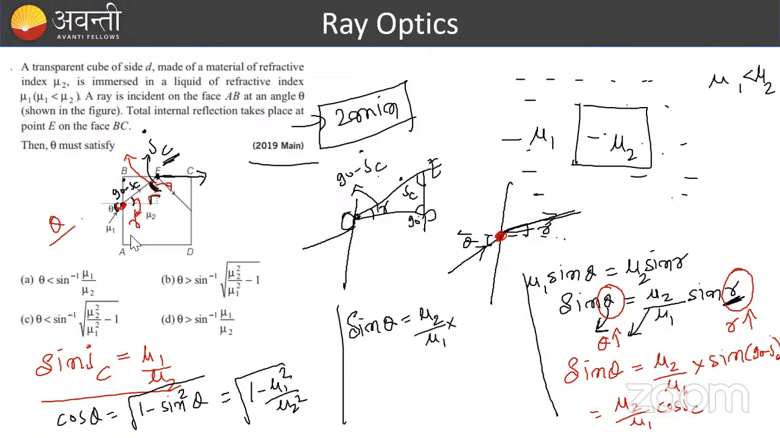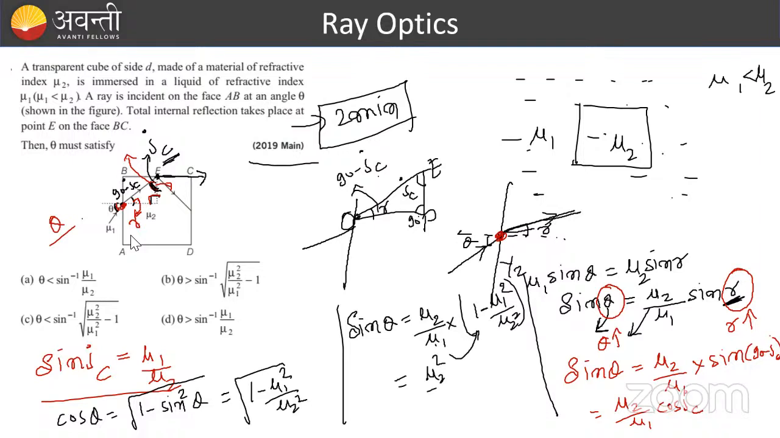So sine theta will be equal to how much? μ2 by μ1 cos IC, and cos IC is equal to how much? (1 minus μ1 square by μ2 square) to the power 1 by 2. Now try to break it or solve it properly. So this is μ2 by μ1. Here it has power of 1 by 2. If it goes inside, it will get squared.